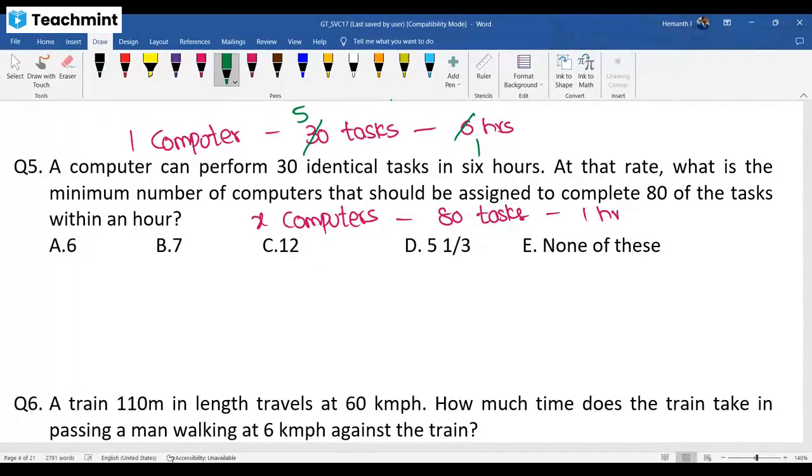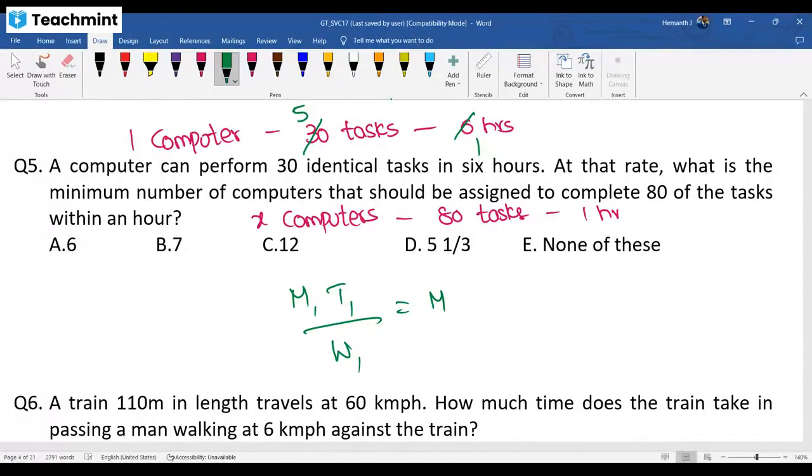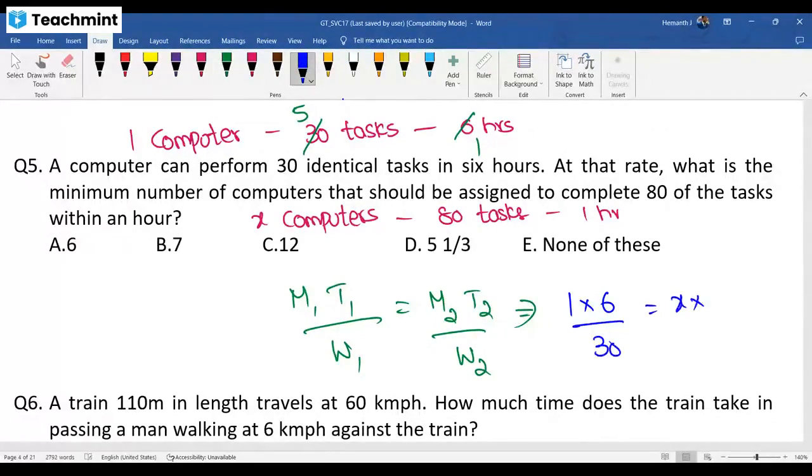See, this is what: how many members, what is the time taken, what is the work. In chain rule, T stands for timing as well. How much time? You can put it like this also. One computer, 6 hours, 30 tasks done. X computers, what is the time taken to complete 80 tasks? So this zero cancels. This is 48 divided. X computers, time taken in 1 hour, right?